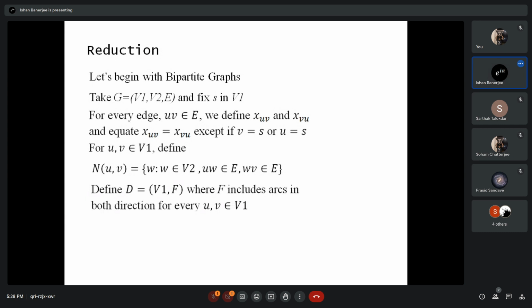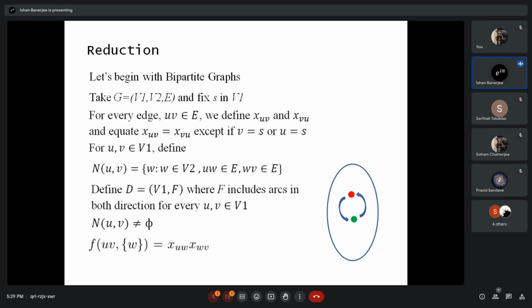Now we define another graph, different from the graph we take as input. This graph considers V1 as the vertices and F as the set of edges. What is F? F includes the arcs in both directions for every U and V in V1. For example, suppose this is V1, and these are U and V, then we take the edges in both directions. This is the graph we define as D. We also must make sure that the neighborhood of U, V is non-empty.